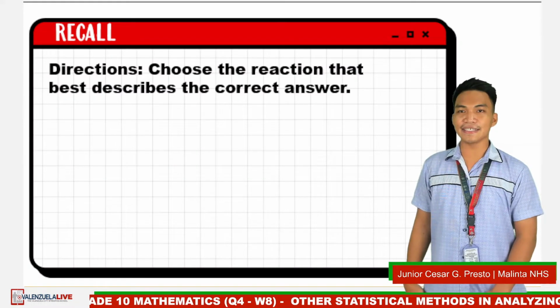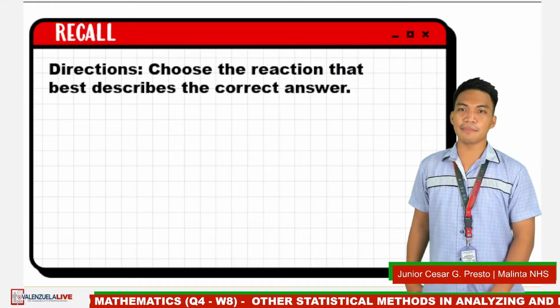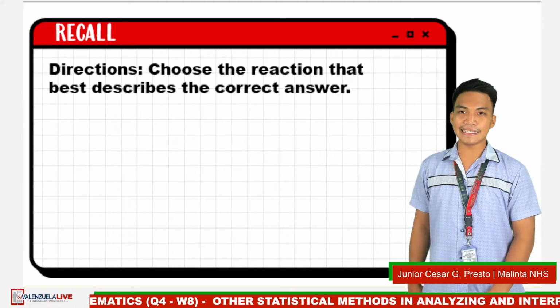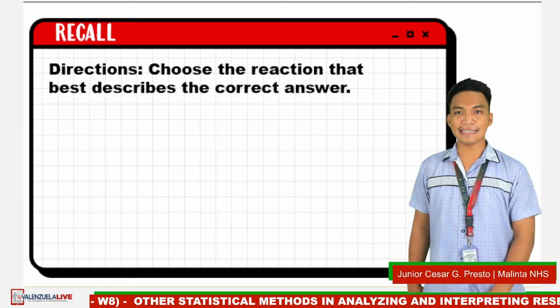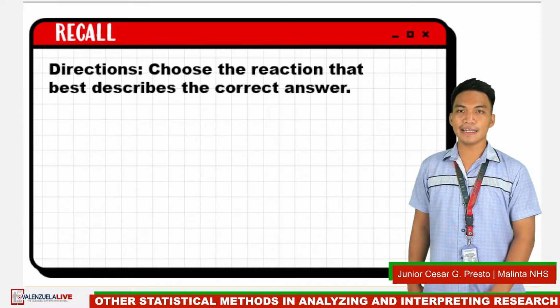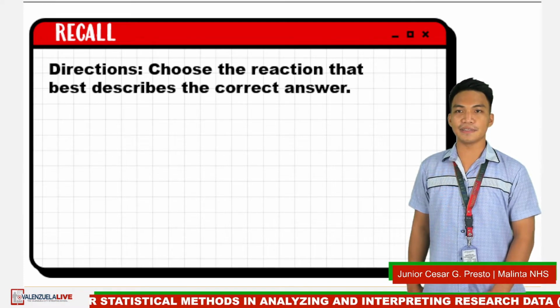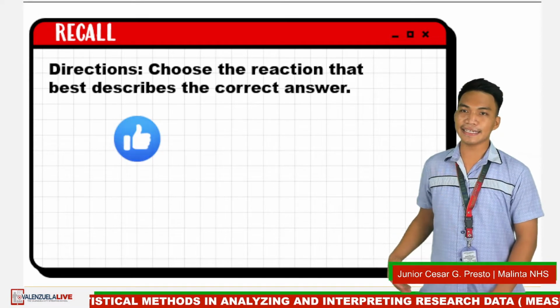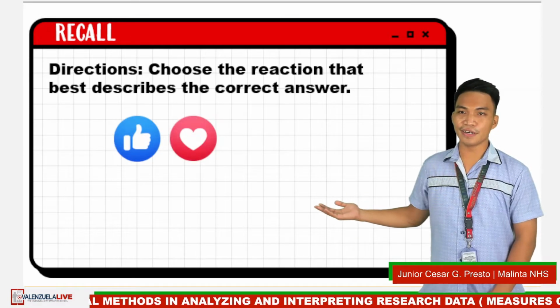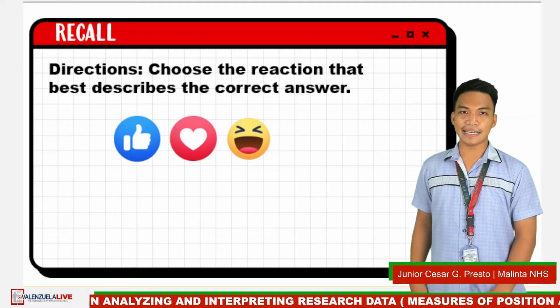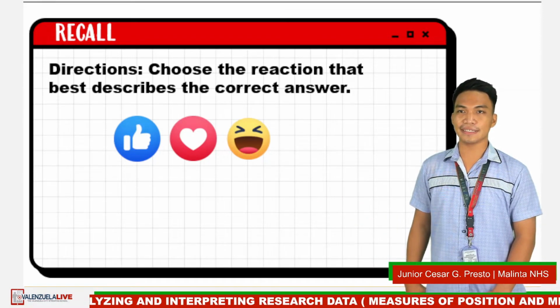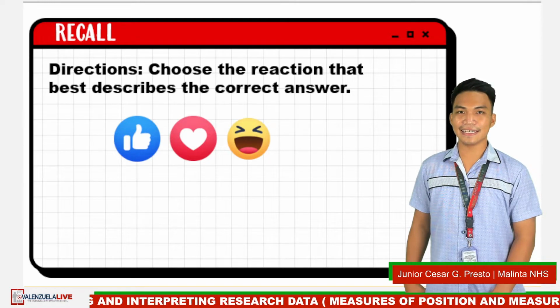Let us start the lesson with a quick recall of some concepts you have learned in statistics from your previous grade levels. Your task is to choose a reaction that corresponds to the correct answer. Just hit like, love, or haha, react button. You have 5 seconds to choose your reaction. Are you ready? Let's start.